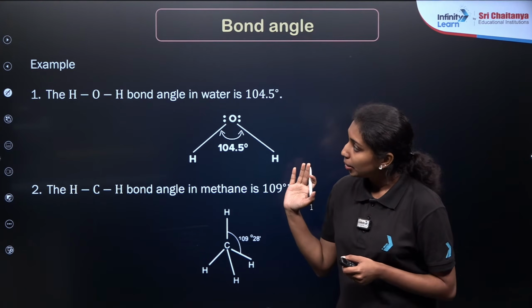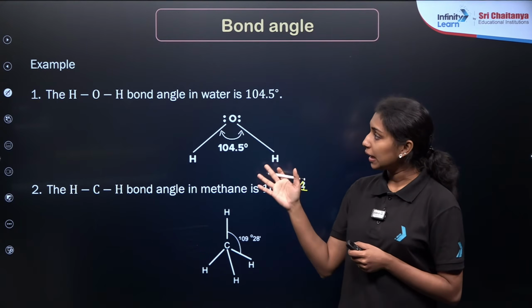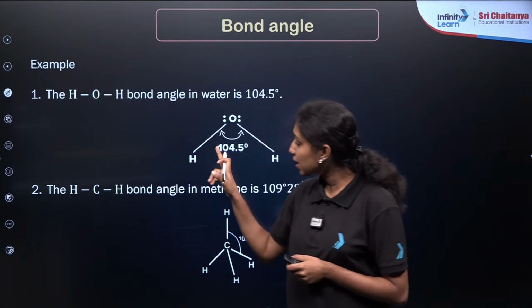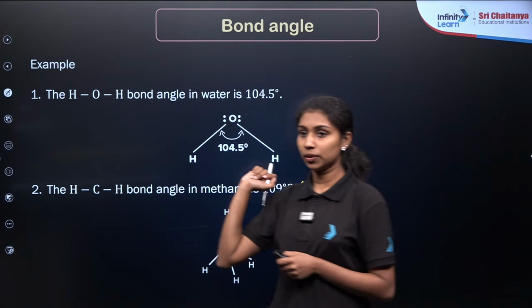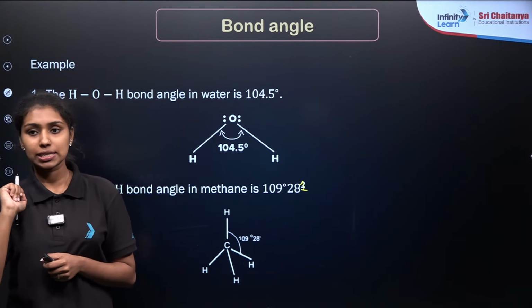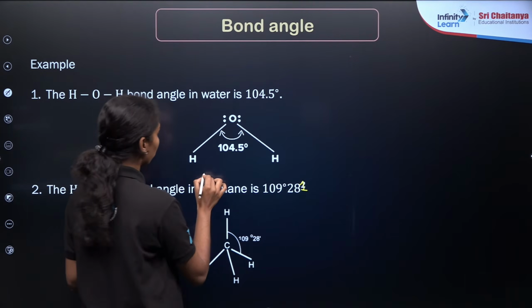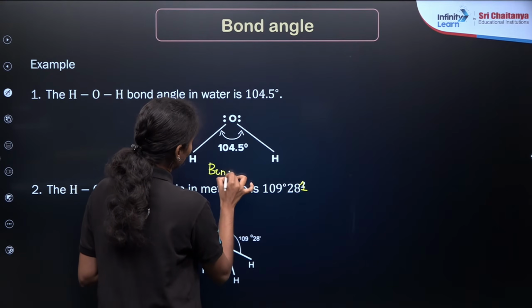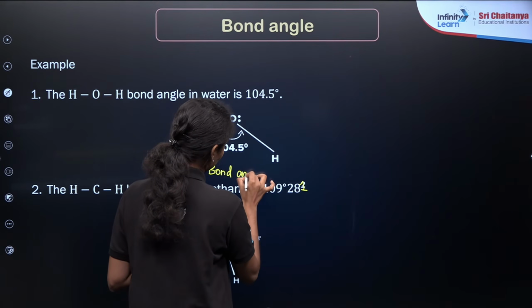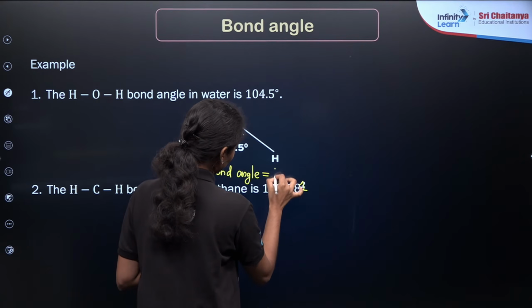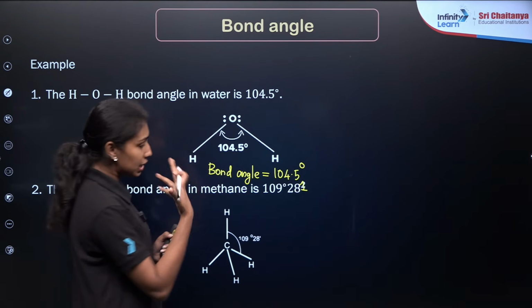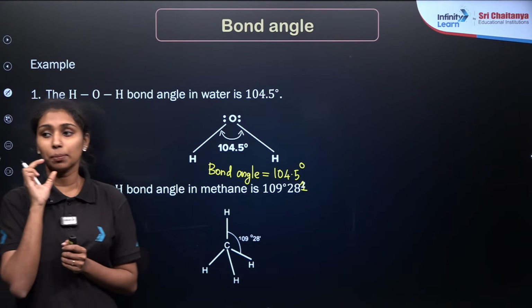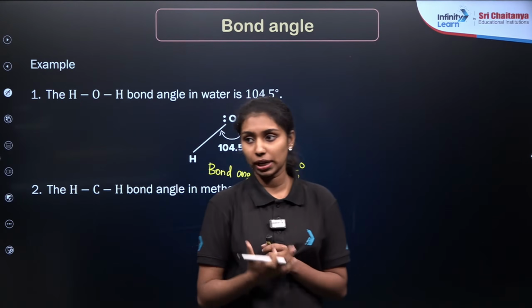In general, bond angle will be expressed in terms of degree, right? So in the case of the water molecule, the H-O-H bond angle will be 104.5 degree. You want to memorize these things here. In the case of the water molecule, bond angle is equal to 104.5 degree. While you are discussing the VSEPR theory, this is a very important theory which we are going to discuss in the chemical bonding chapter.